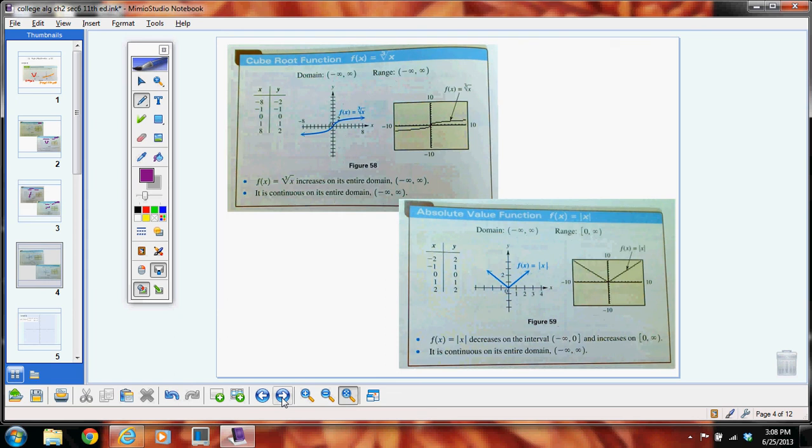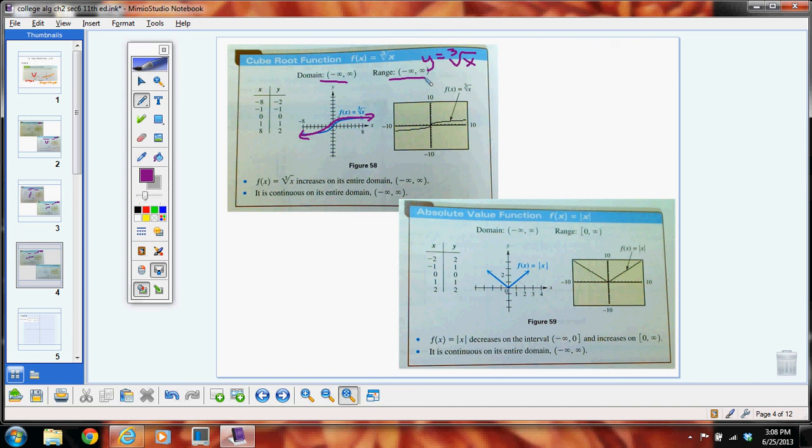You also need to know the cube root of x graph. This one is not as common. It does look like this. And just like the cube graph, the domain and range are negative infinity to positive infinity.